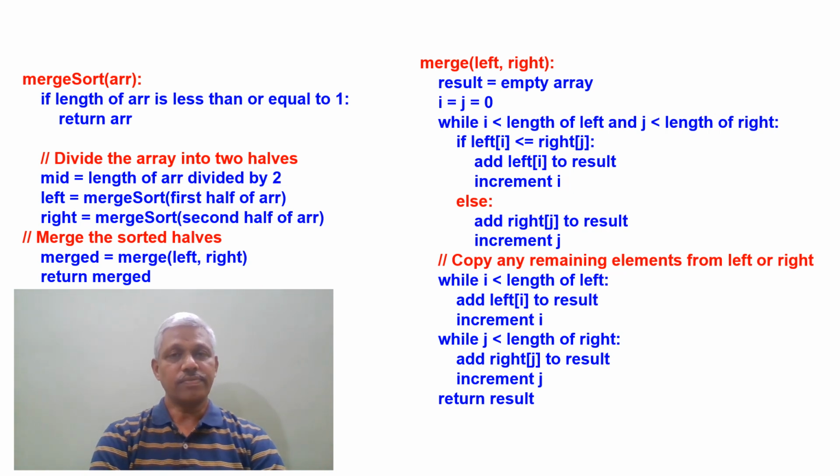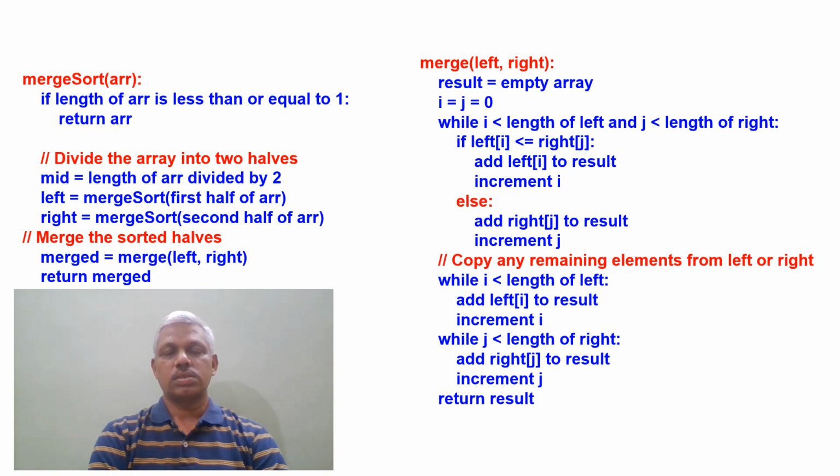And on the left subarray, again merge sort is applied. So it's a recursive type of algorithm. Based on the mid value, on the left subarray, the recursive merge sort algorithm is applied. And after that, merge sort is applied on the second half of the array. So progressively it applies merge sort on the left subarray and the right subarray. Each time it is divided into smaller and smaller subarrays.